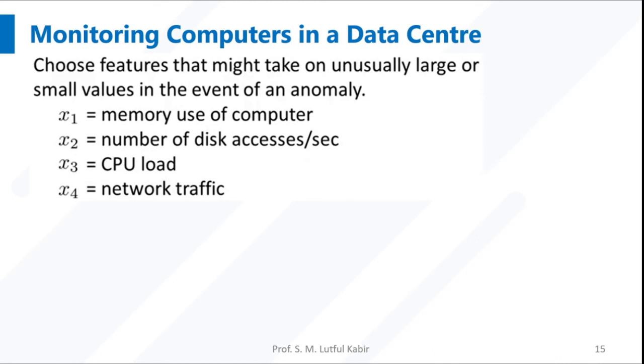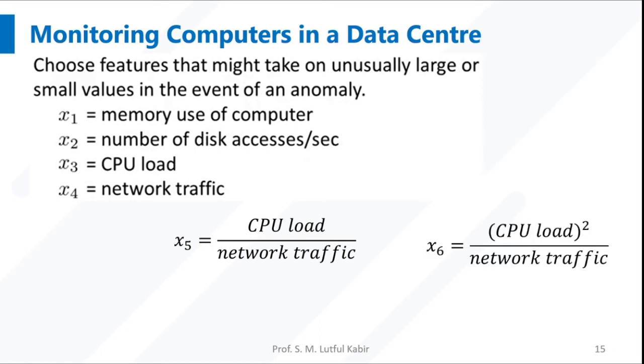With these features, you may not be able to correctly identify the anomalous cases. But if you add some intelligent features out of these features, for example, X5 could be CPU load per network traffic. So that could be one new feature. And if even that is not sufficient, you may add another feature, CPU load square divided by network traffic. So by manipulating or by introducing more and more features, you may be able to determine the anomalous cases correctly.